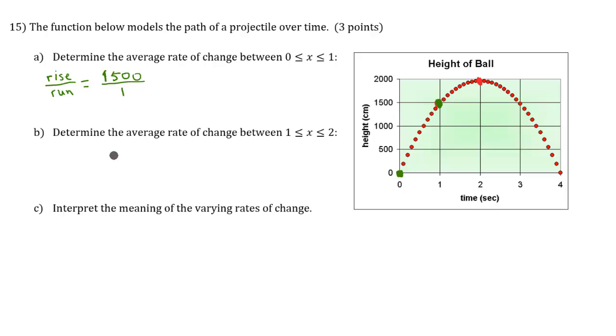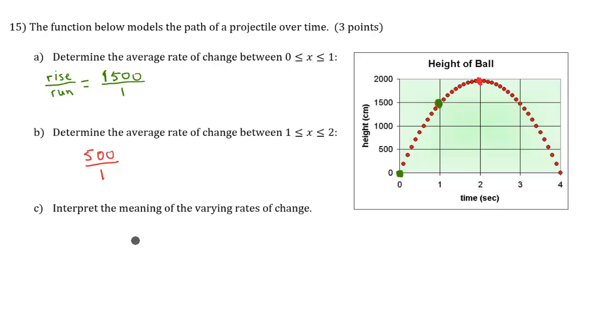So again, rise over run, we went from 1500 to 2000. That difference between these two is going to be 500, and then that's going to be divided by our run. So we went from 1 second to 2 seconds, so again that's going to be 1.